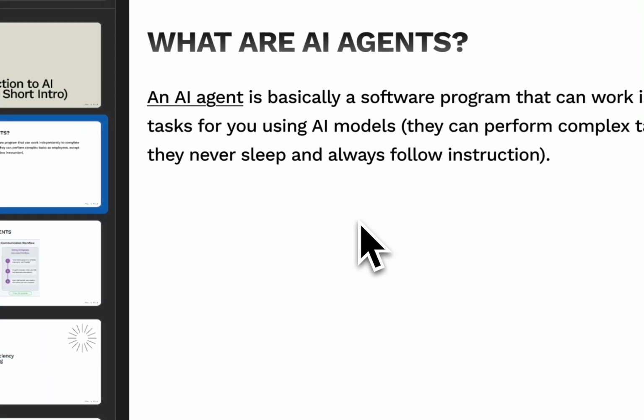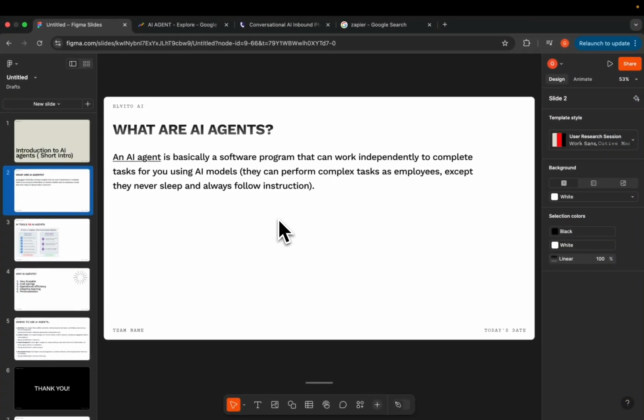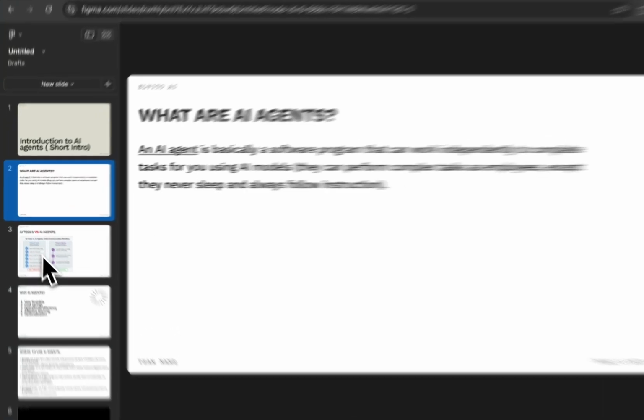So first of all, what are AI agents? AI agents basically are software programs that can run independently to complete your task using AI models. I can call them digital employees because they can complete complex tasks like employees, except that they don't sleep and they always follow instructions.